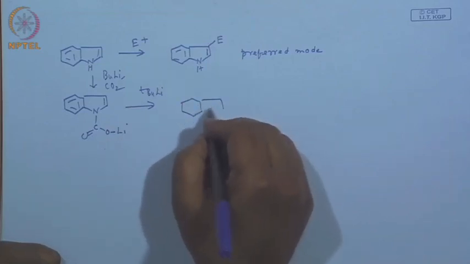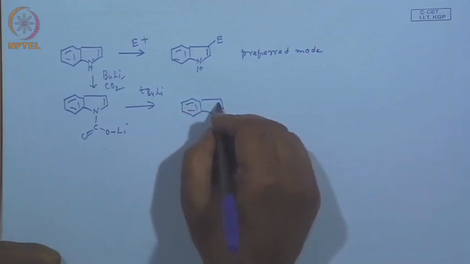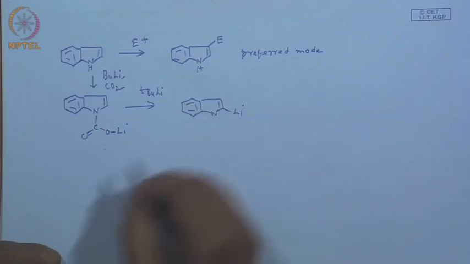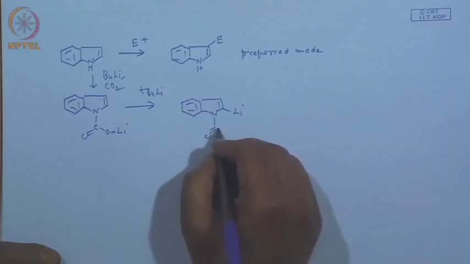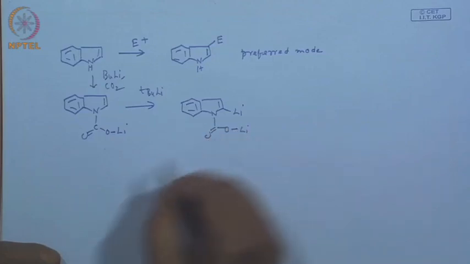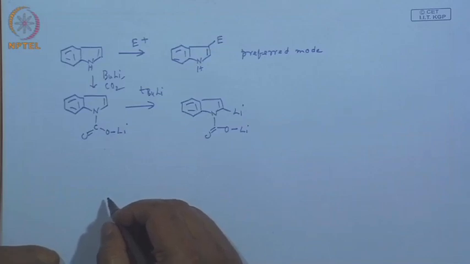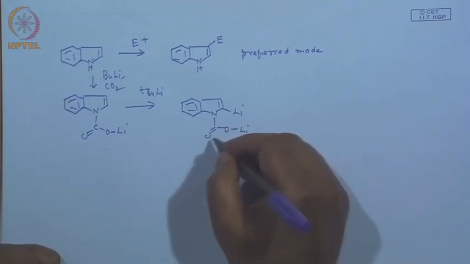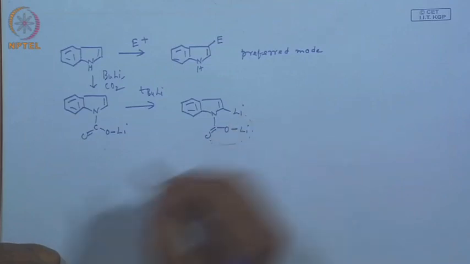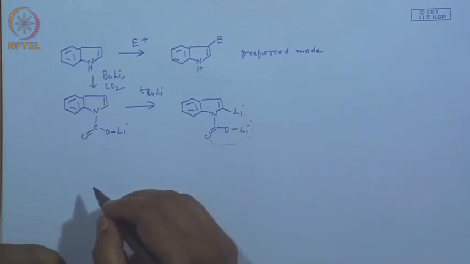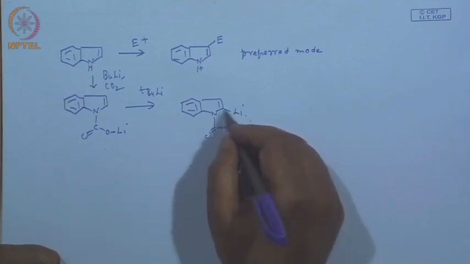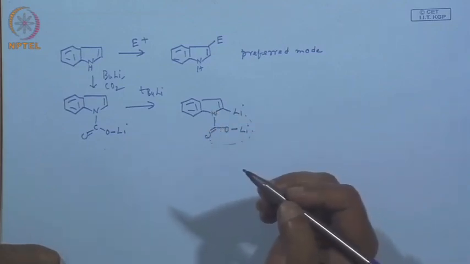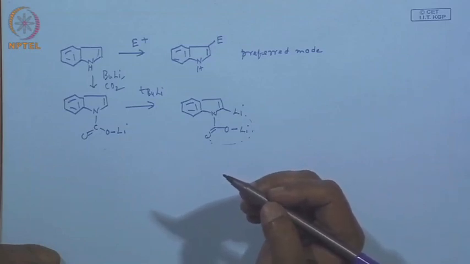So, what you will see, without any doubt, is that the lithiation takes place alpha to nitrogen, and obviously the driving force, all of us know, is the coordination of this oxygen with the lithium, the chelation of this oxygen with the lithium, and that means 1, 2, 3, 4, 5. So, a 5-membered chelate is formed.